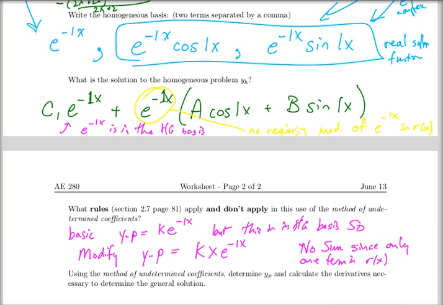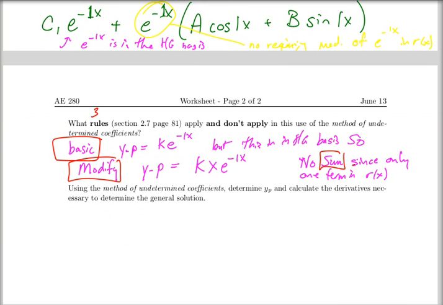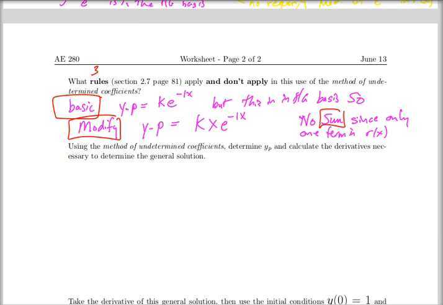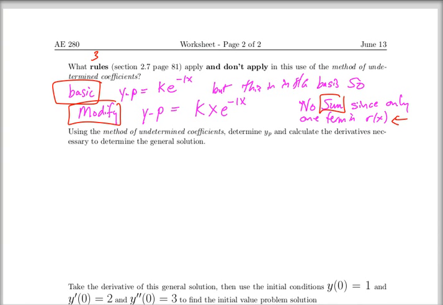Of course, the sum rule might not apply even if there were multiple terms. Just so you know, there's 3 rules, and they need to be mentioned by name even if they are not applied. So there would be certain combinations of terms on the right-hand side with R of x that would require the sum rule, using the method of undetermined coefficients.